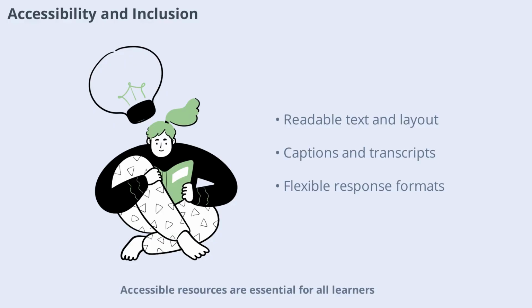Accessible resources are essential for all learners. This means using readable text, clear layouts, captions or transcripts when needed, meaningful image descriptions, alternatives to color-only cues, manipulable or tactile options, and flexible response formats. Accessibility ensures that every student can engage with the material, regardless of ability or background.